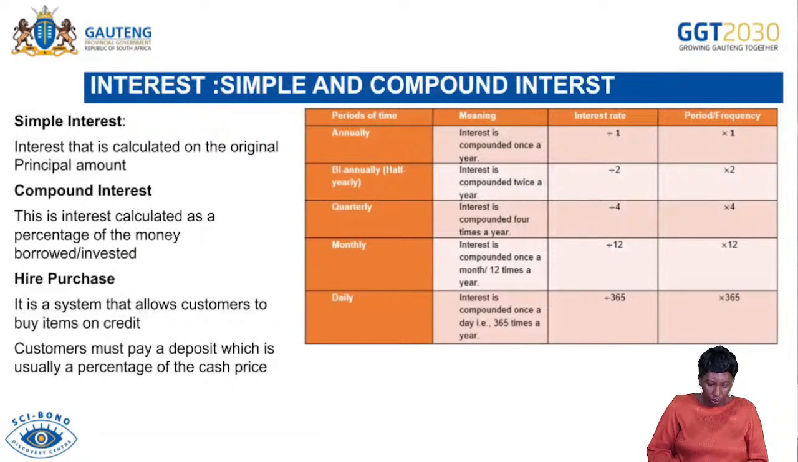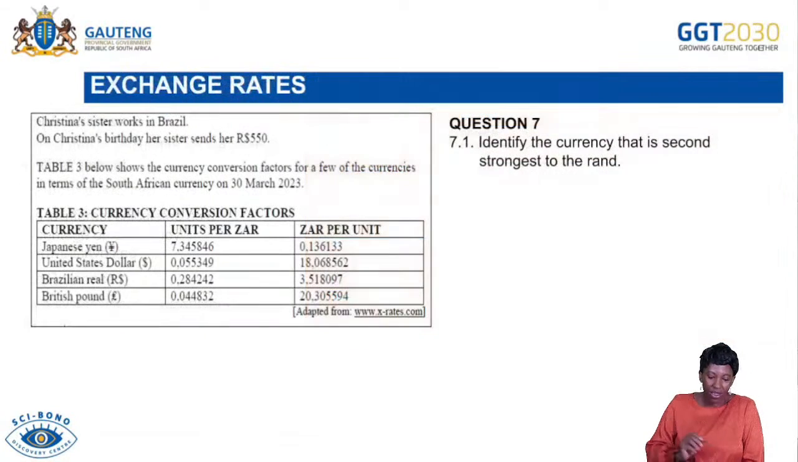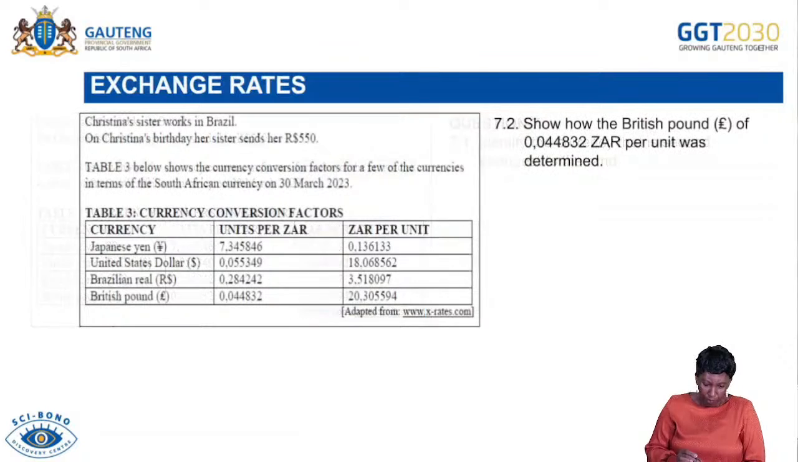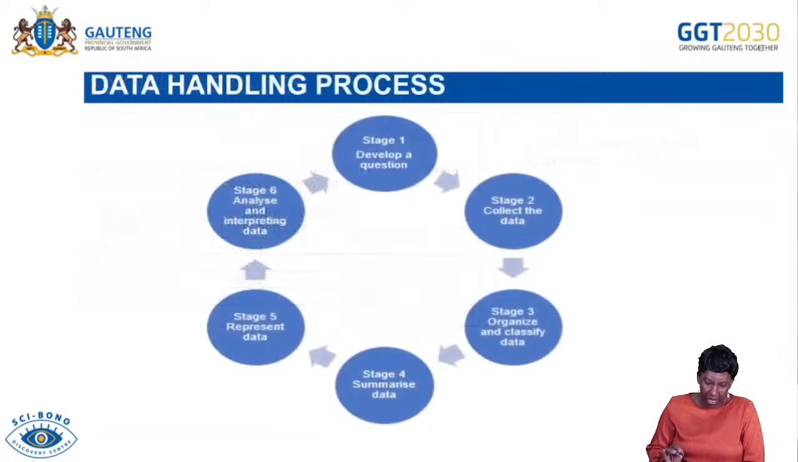And then boys and girls, the hire purchase, because we don't have money, we are using the hire purchase, we have to pay the deposit. And with that deposit, you know that this one I can't afford it, I have to pay a deposit and then pay the balance on an equal installment on a monthly basis. The exchange rate, remember I've already explained the currencies there, boys and girls, with the exchange rate. And then developing a data handling process, we have done this one.